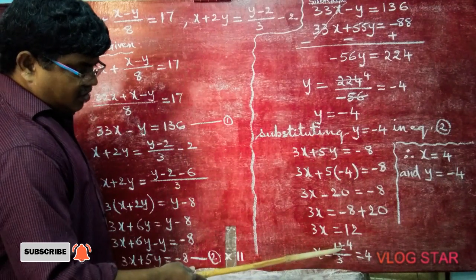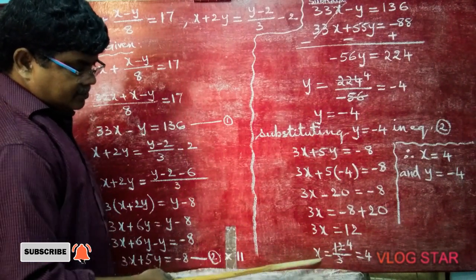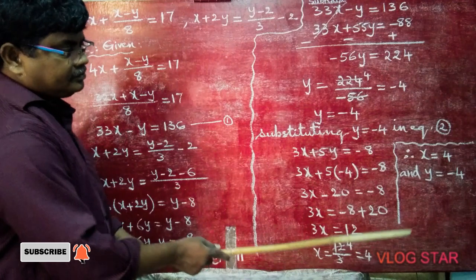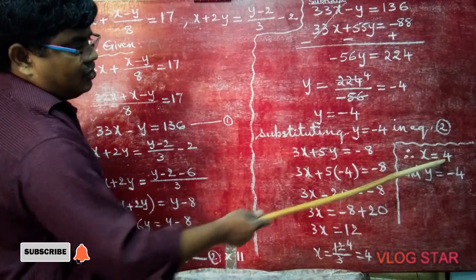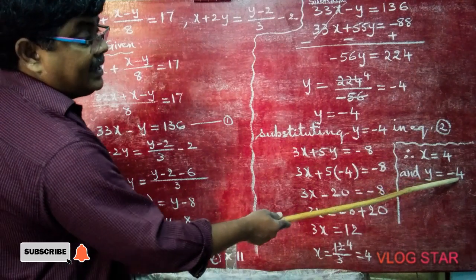Now x is equal to 12 by 3. 3 goes in 12 4 times. So the x value we got is 4. Therefore the values of x and y are x is equal to 4 and y is equal to minus 4.